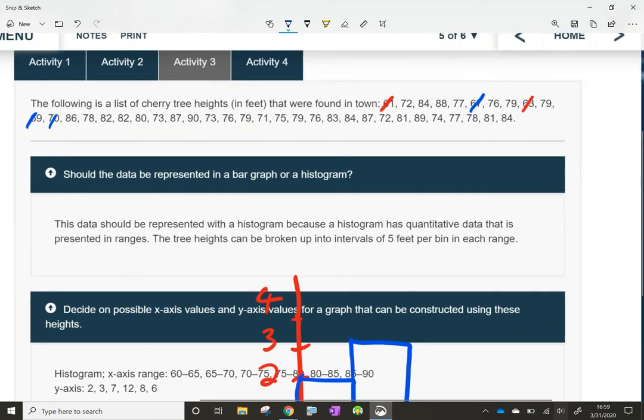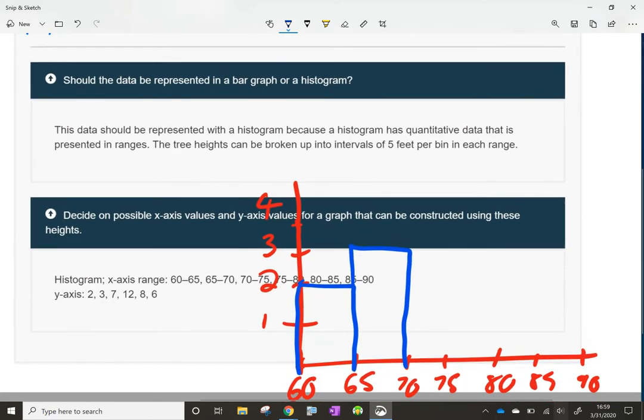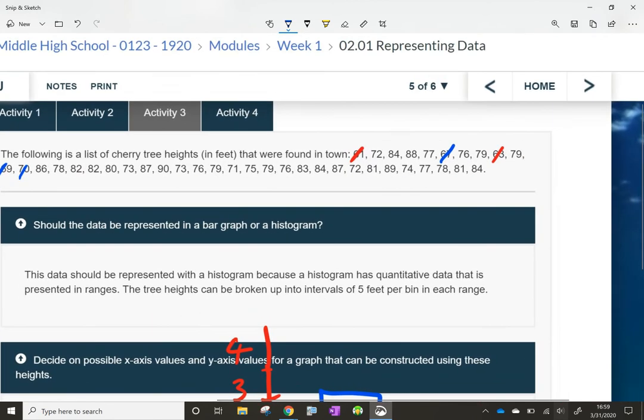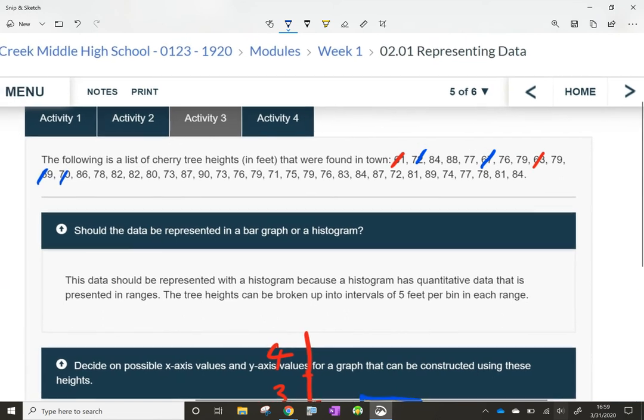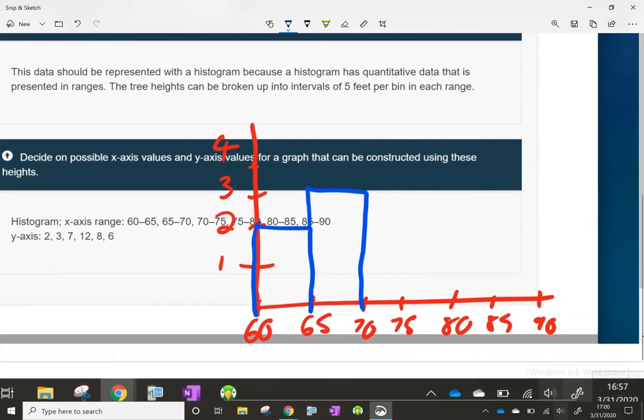Now, remember, make sure you don't double count anything, which is why I've been crossing them off up here as I've been finding them. I cross them off so I make sure I don't count them twice. But let's do another one. Let's do between 70 and 75, which really would be 71 to 75. So we have 1 here, 72. Let's see. 2, 3, 4, 5, 6, 7. Looks like there's 7 between 71 and 75.